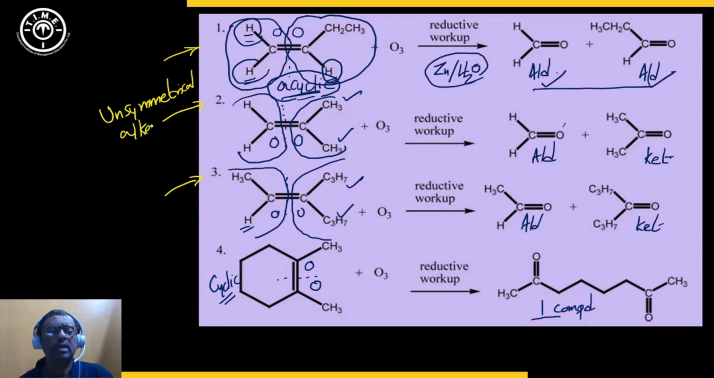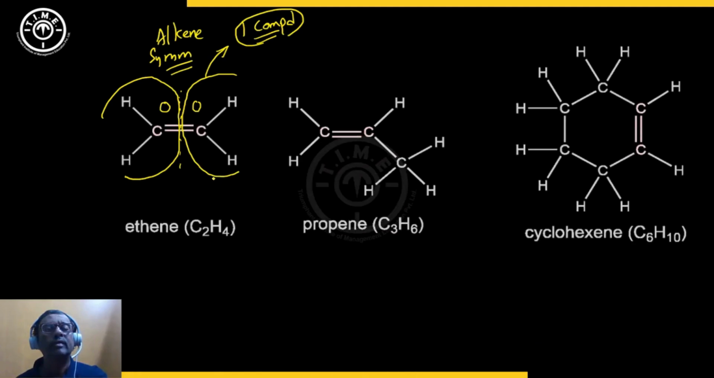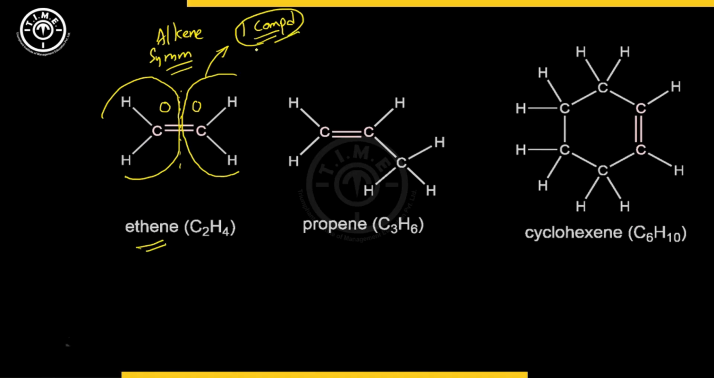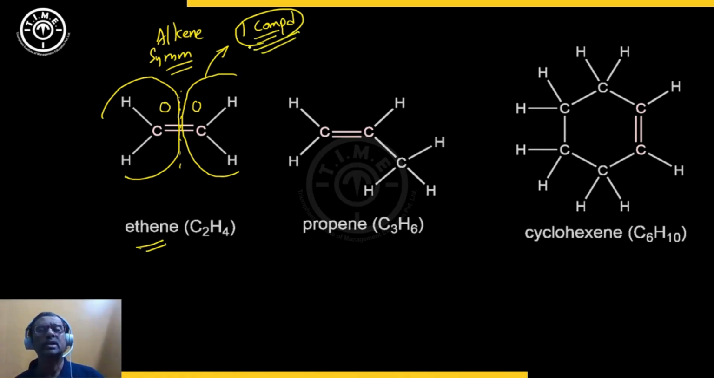They are all unsymmetrical alkenes. Unsymmetrical alkenes will always give 2 products. It could be aldehyde-aldehyde or aldehyde-ketone or ketone-ketone combination, but you will get 2 different compounds if you start out with unsymmetrical alkene. But here we have come up with a symmetrical alkene. Ethene is a symmetrical alkene, therefore there is only one compound. So, one more question is being answered.